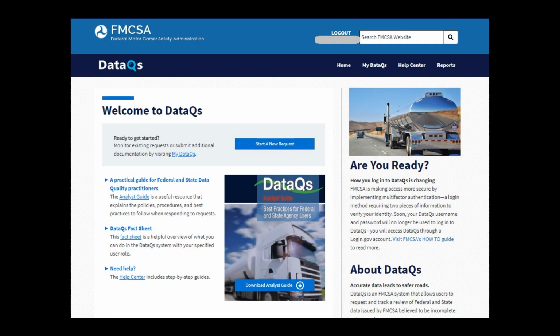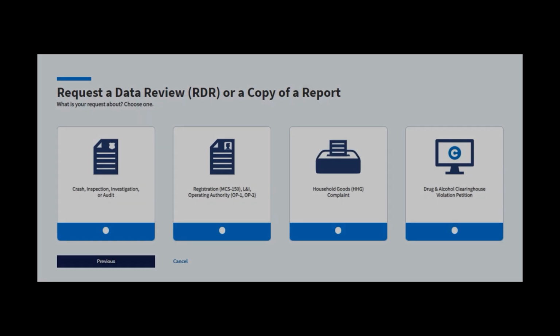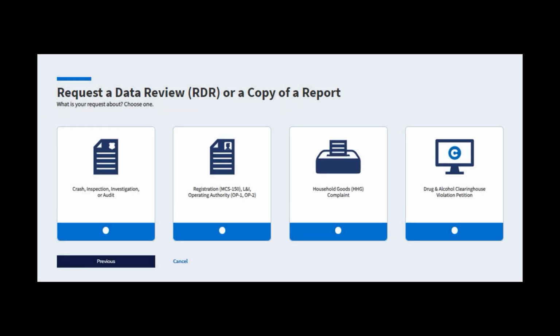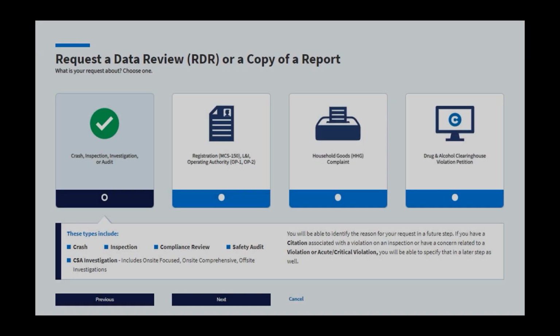So, all right, in DataQs now, I'm logged on. And the first thing you want to do is click on Start New Request. That's going to bring you to the area where you select what kind of review you are submitting. So we're going to be doing an inspection dispute. So we're going to click on the first one. That area is going to go green. And at the bottom, just go ahead and click on Next.